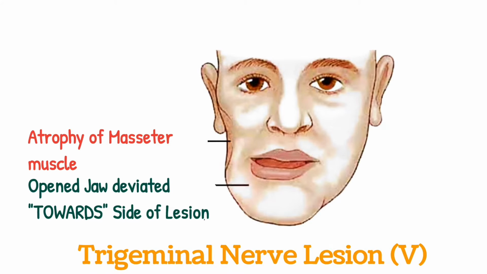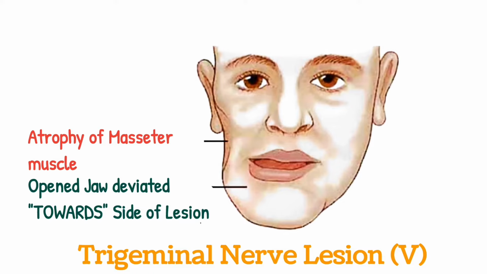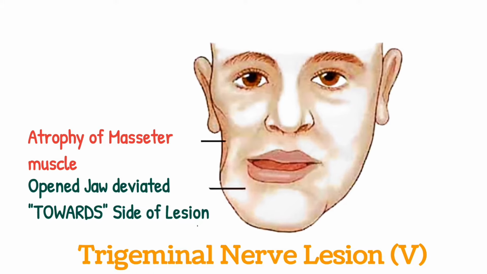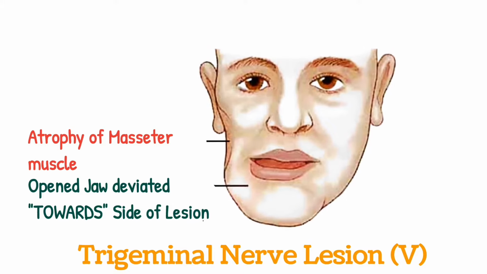The trigeminal nerve is the 5th cranial nerve. It supplies muscles of mastication. In this picture, you can see the deviation of the mandible or jaw on the right side. In trigeminal nerve paralysis, the jaw deviates towards the side of the lesion due to atrophy of masseter muscles on the affected side.